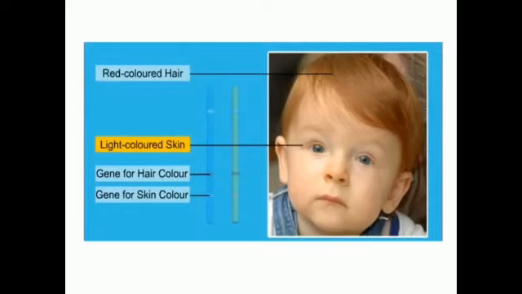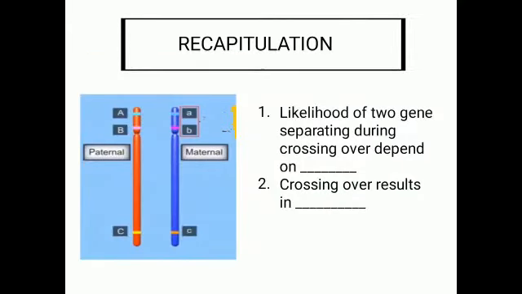Students, if you have understood the concepts up to this, what is taught, then try to answer these questions. Question number 1. Likelihood of two genes separating during crossing over depends on dash. So, likelihood of two genes separating during crossing over depends on the distance between two genes.